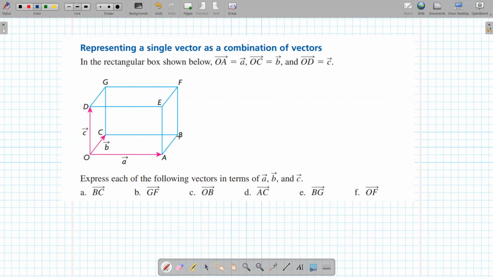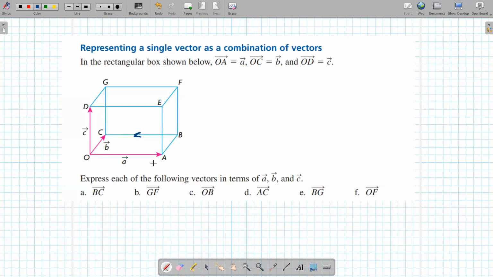B is here, C is here. We're looking for this vector here. What is it in terms of vector A, vector B, and vector C? BC is the opposite of OA. You see that? It has the same magnitude, the same length, but the direction is different. So if OA is vector A, what would BC be? It's just the opposite. How do you say opposite in vector land?